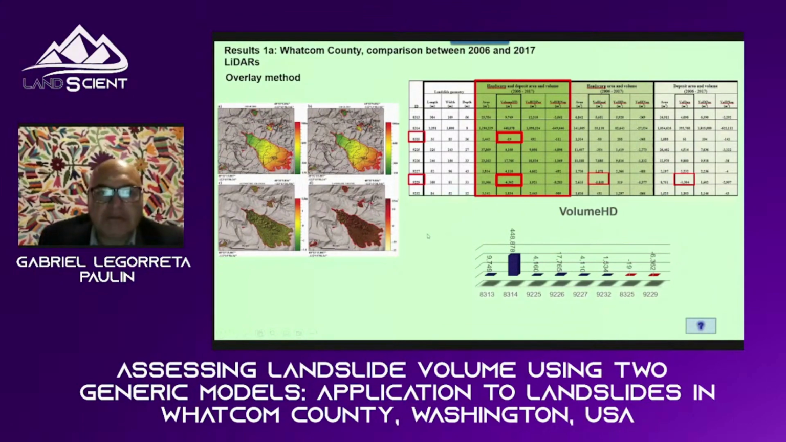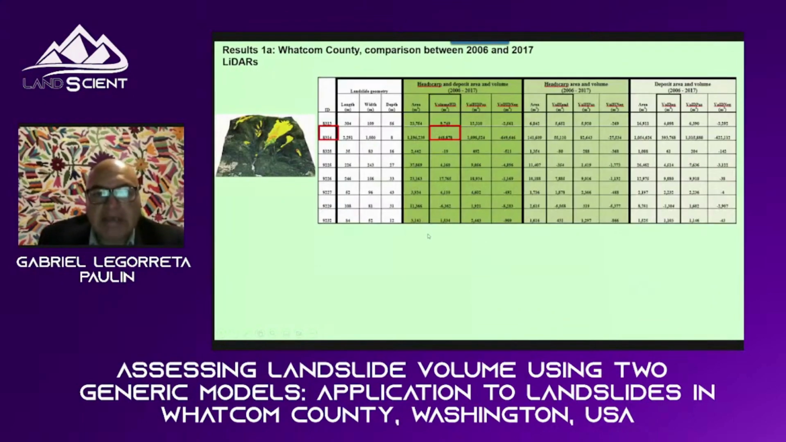Another result of using the overlay method is that the user can obtain the total annual load discharged from a landslide. So let's see an example of this by using the landslide 8314. This is a landslide that is called Sweet Creek landslide. It's the largest landslide in my area. It has 1.2 square kilometers, and it has a volume of about 448,000 cubic meters.